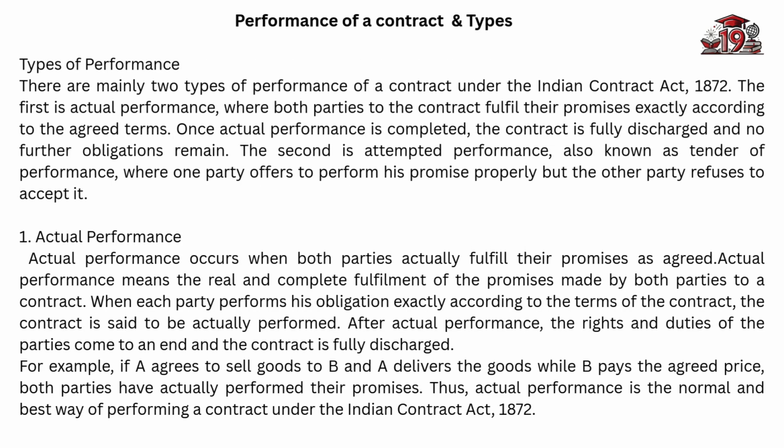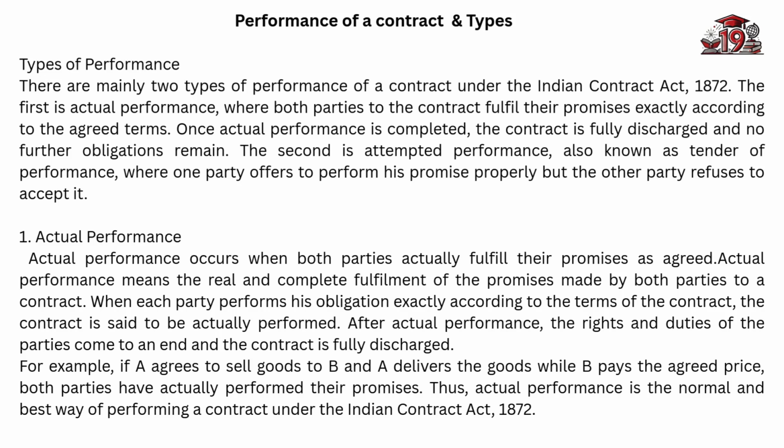Types of performance. There are mainly two types of performance of a contract. The first is actual performance, where both parties to the contract fulfill their promises exactly according to the agreed terms. Once actual performance is completed, the contract is fully discharged and no further obligations remain. The second is attempted performance, also known as tender of performance, where one party offers to perform his promise properly but the other party refuses to accept it.